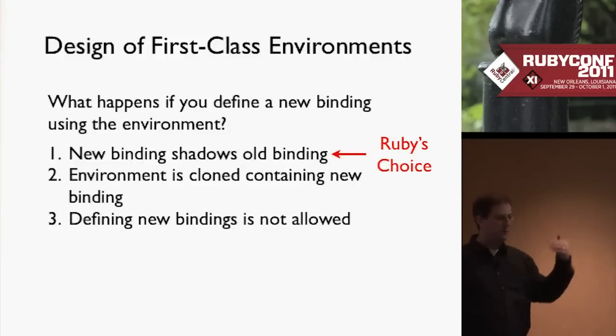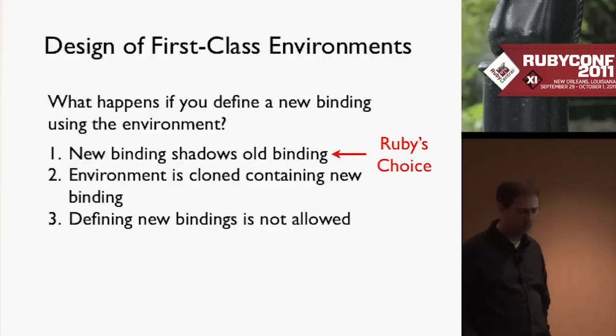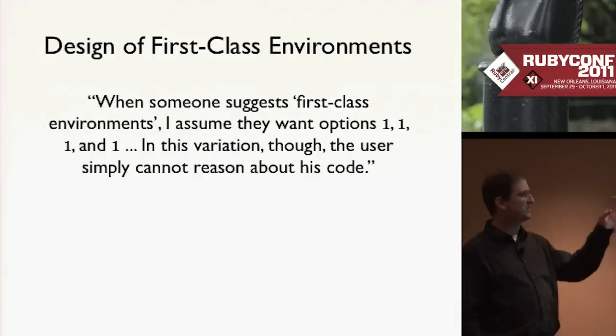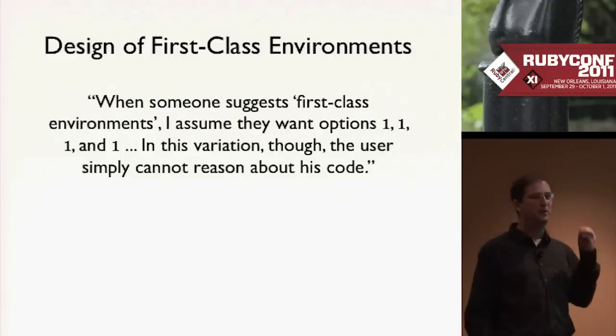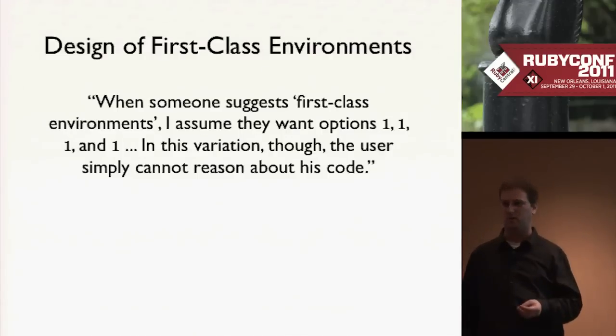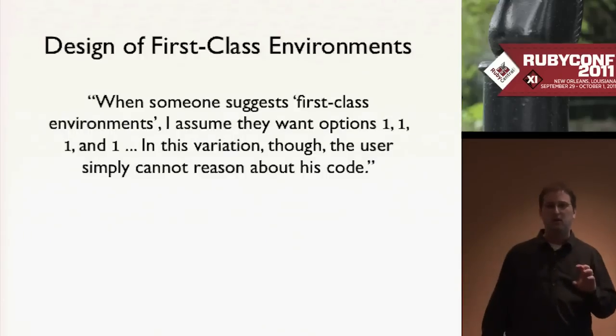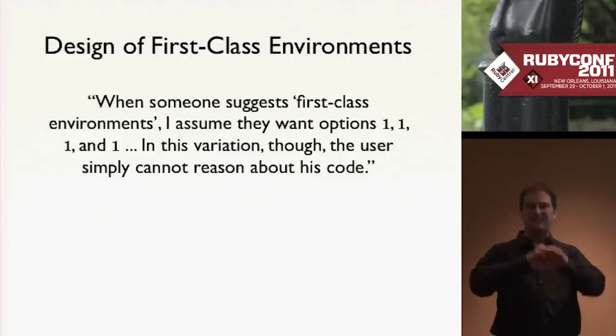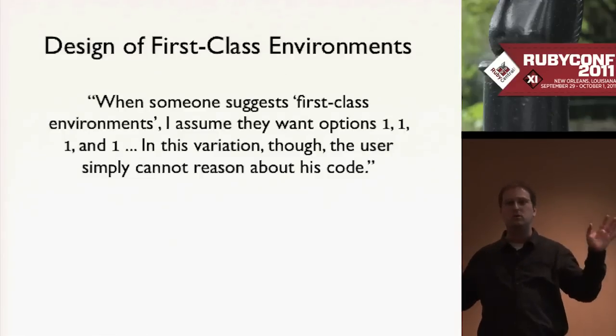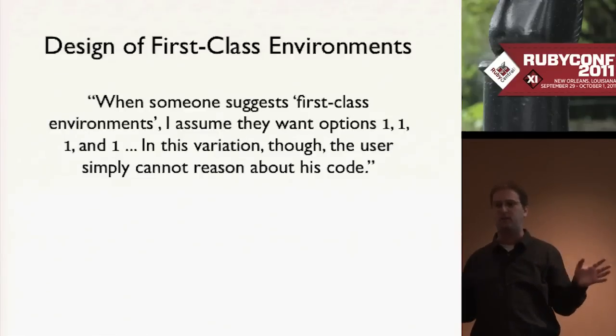So after iterating through these four questions, this is the conclusion that Joe comes to in his blog post. "When someone suggests first-class environments, I assume they want options 1, 1, 1, and 1. In this variation, though, the user simply cannot reason about his code." And he goes and he decomposes that a little bit. He's saying, essentially, once you've done that, any time you create a closure and hand that closure off to another piece of code, that's it. Game's over. You can no longer guarantee the behavior of any other piece of your code.